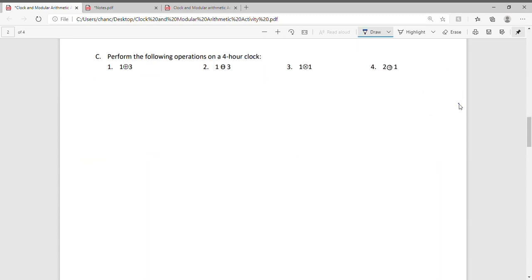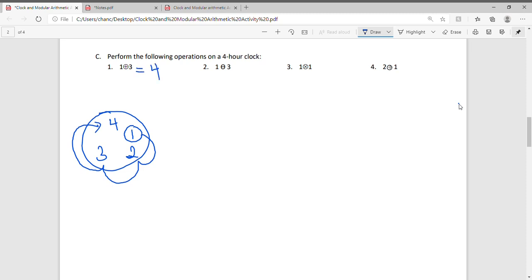Part C, let's perform the operations with a 4-hour clock. Again, 4 will be on the top, and then we'll go clockwise. 1, 2, 3, 4. Now, what's 1 plus 3? We have a 1, and we'll add 3 to it. 1, 2, 3. So 1 plus 3 is equal to 4 in a 4-hour clock system. For 1 minus 3, we have to start at the 1, and we'll go counterclockwise 3. That's 1, 2, 3. This is equivalent to 2.